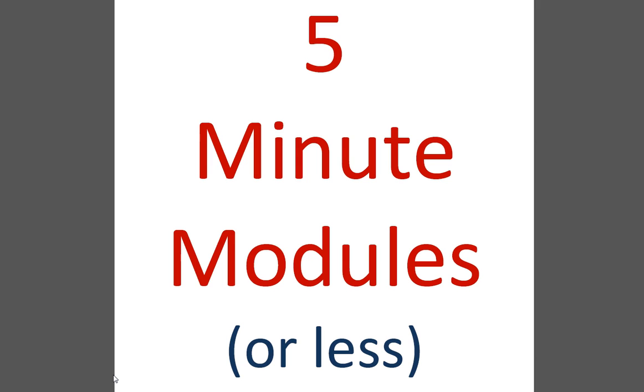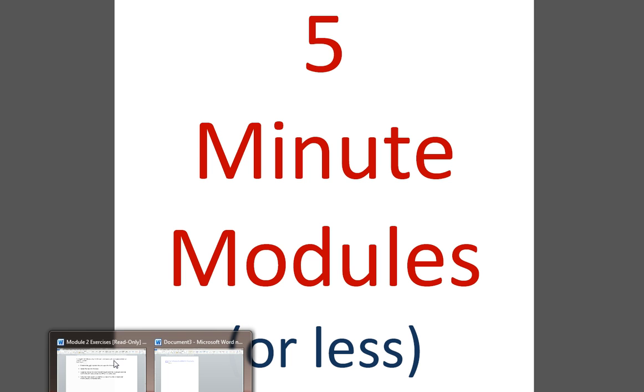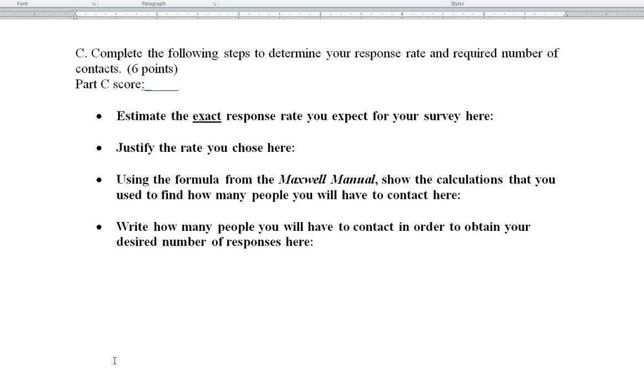Today we're going to look at 4.3c from Module 2, which is about calculating the response rate for your survey. So as we do each time, let's take a look at the instructions. The first thing is just going to show us what the steps are and basically show our work. The first thing it asks us to do is estimate the exact response rate for your survey.